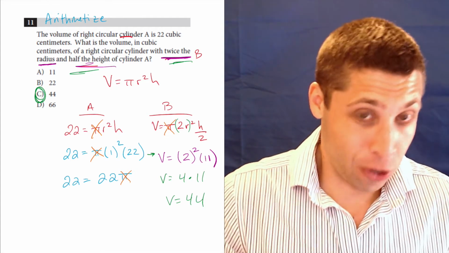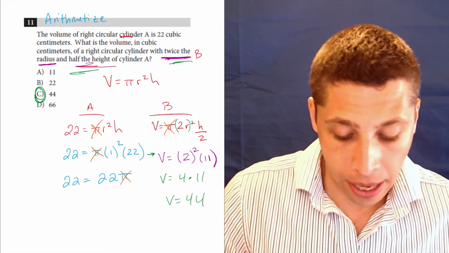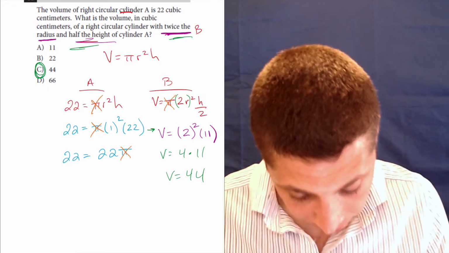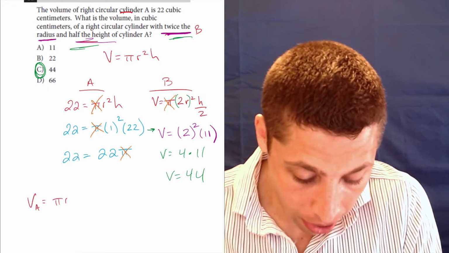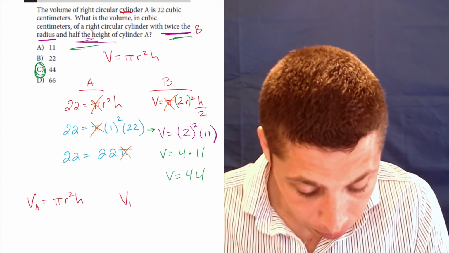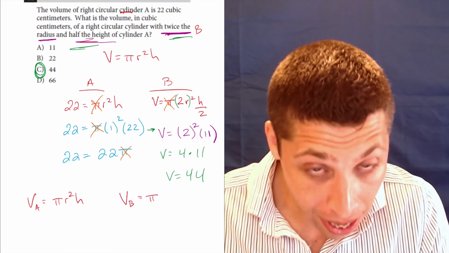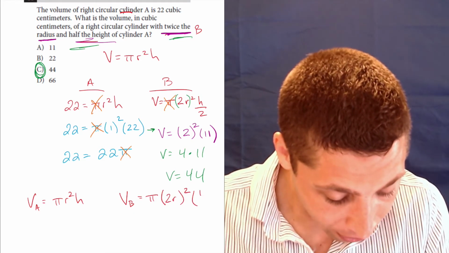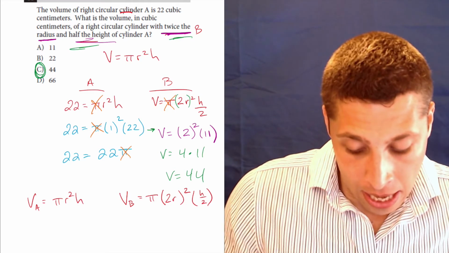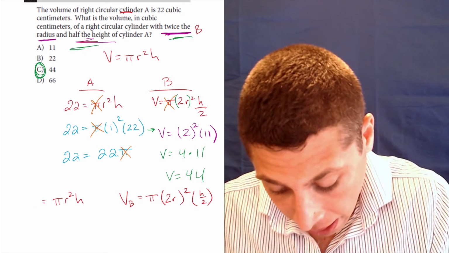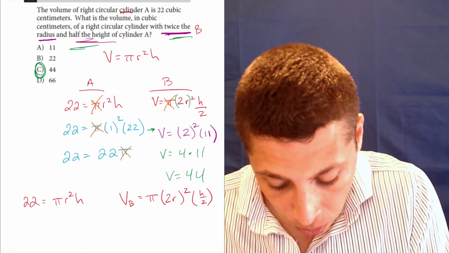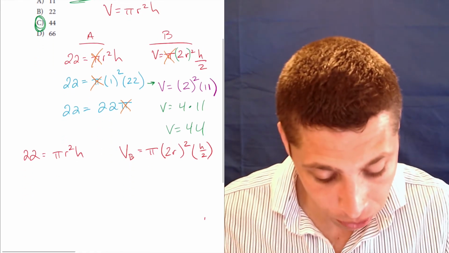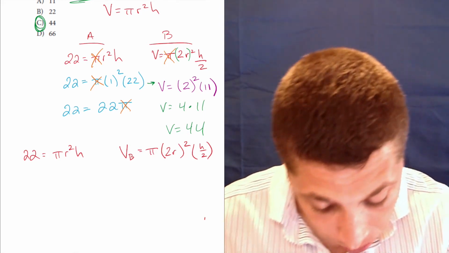Now, if I didn't do that, I would need to do more of what I started out with. So let me rewrite this. Remember, we have two things. We have the volume of A, which is pi r squared h, and the volume of B, which is going to be pi r squared h. But remember, we're doing twice the radius and half the height. And because they told us the volume of A is equal to 22, I can make that substitution. But the next piece of substitution is not going to be as obvious for most people. So what do? Well, first let's clean up volume of B. Let's do some algebra here.